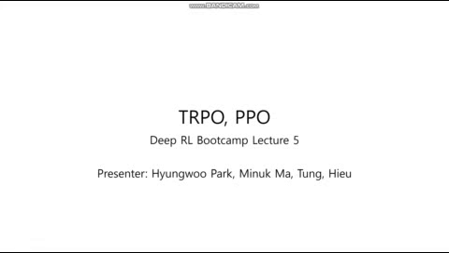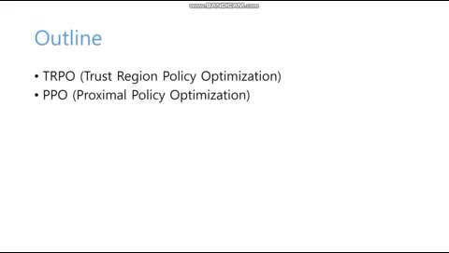Today I'm going to talk about DeepRL Bootcamp Lecture 5 about TRPO and PPO. This is the outline. TRPO refers to Trust Region Policy Optimization, and PPO means Proximal Policy Optimization.